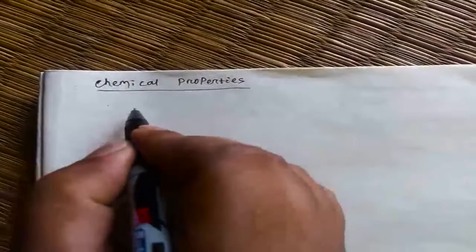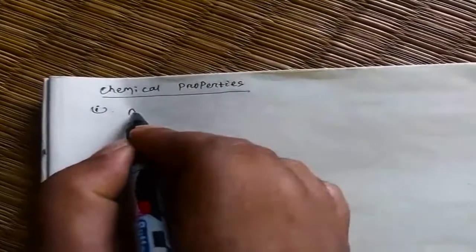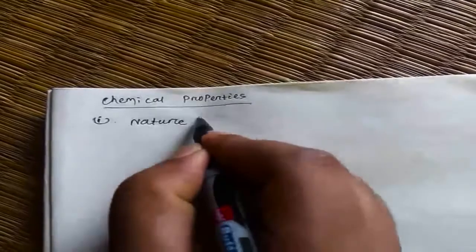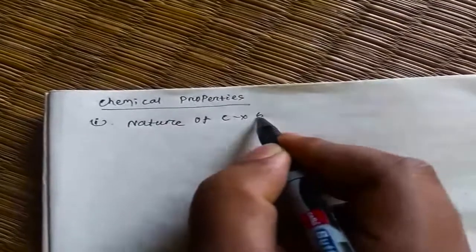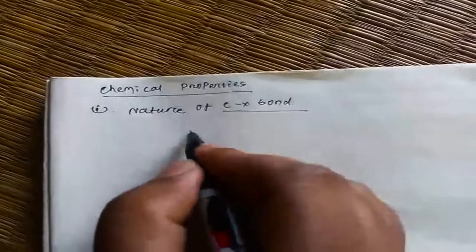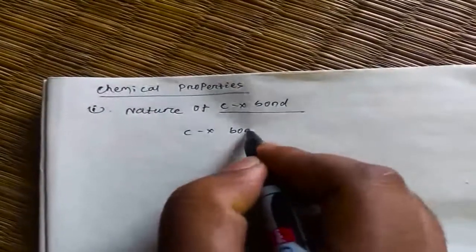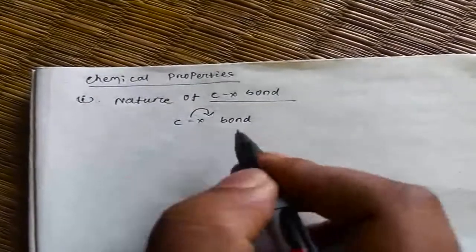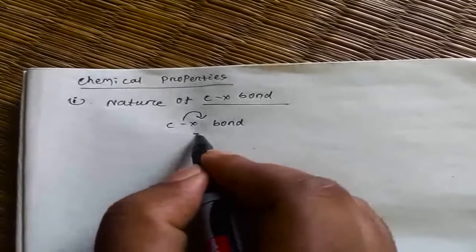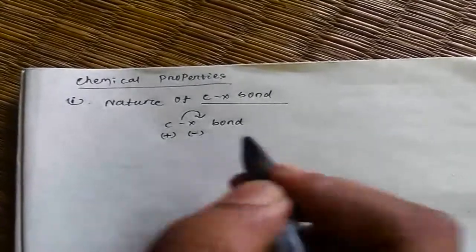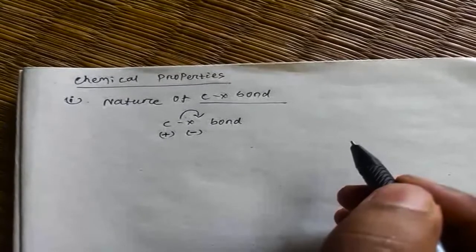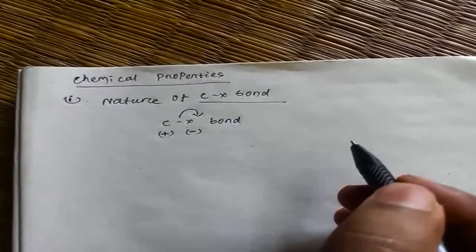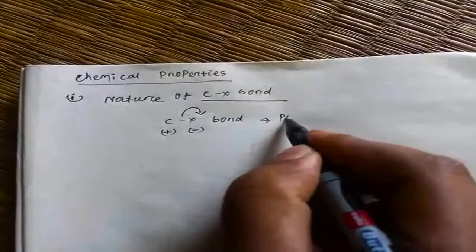Chemical properties of alkyl halide. First, nature of the C-X bond. In the C-X bond, the halogen atom is the more electronegative atom. So the electron pair is shifted towards the more electronegative atom, which gets a negative charge, and carbon gets a positive charge. So in the C-X bond, halogen is negative, carbon is positive. So it is polar in nature.